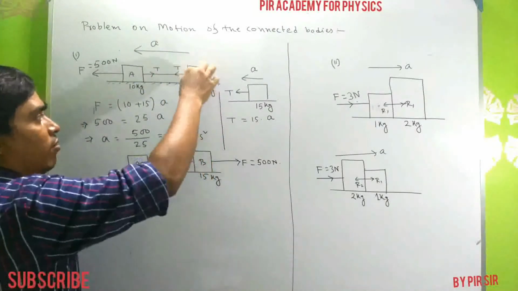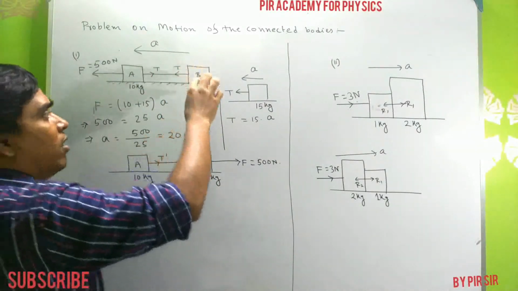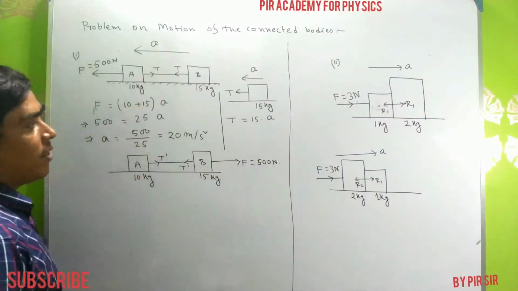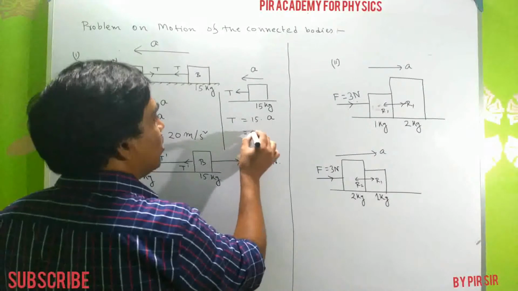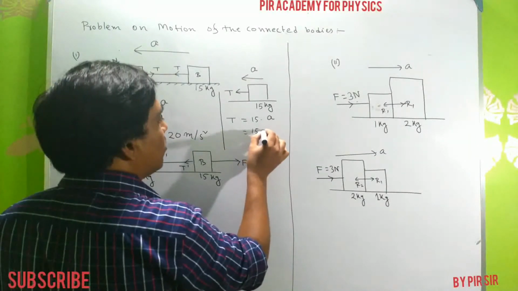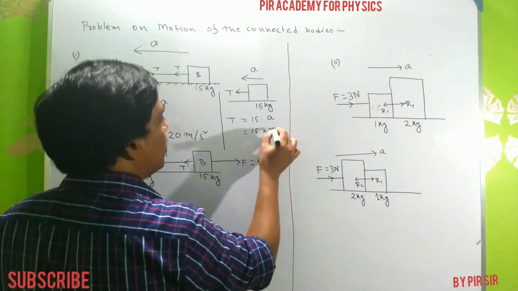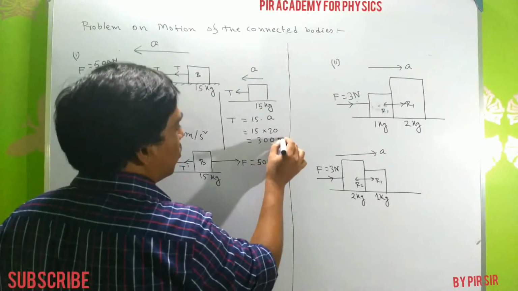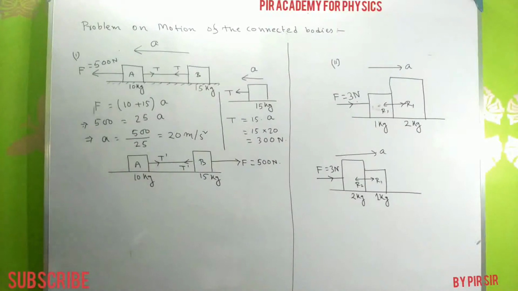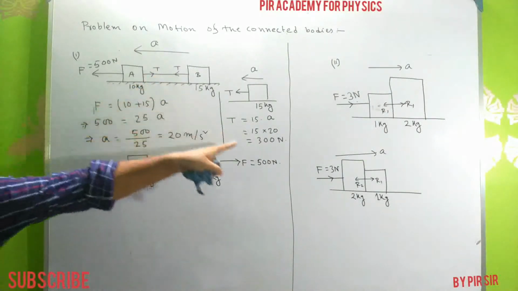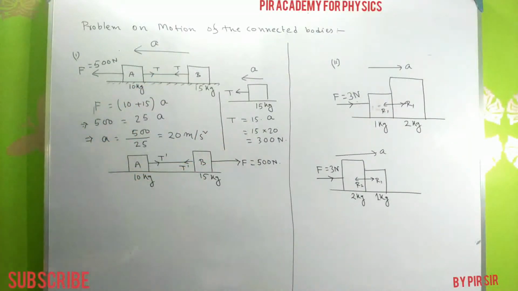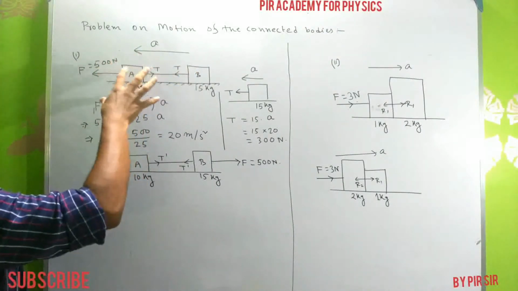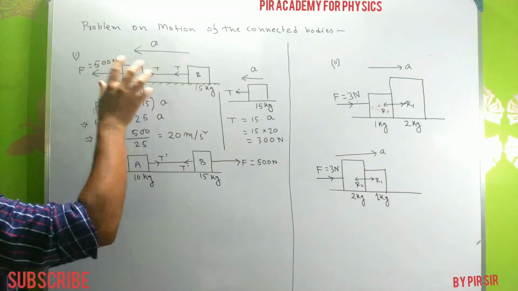That means this mass also has an acceleration of 20 meters per second square. That's why this will be 15 multiplied by 20, that means 300 newtons. Then what is the tension of this wire? It is 300 newtons. Here you have applied the equation: total resultant force equals mass into acceleration.